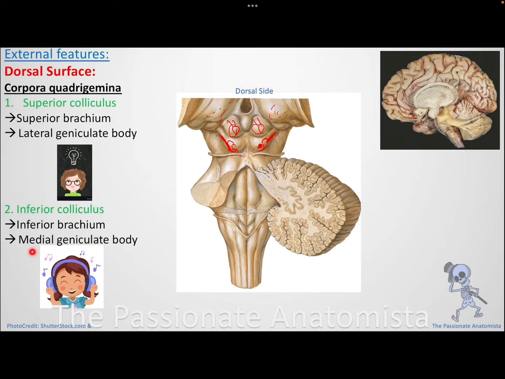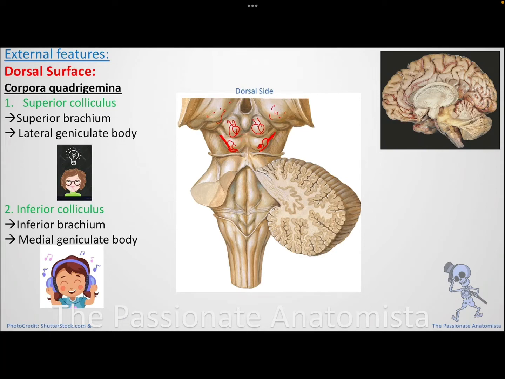M is for music, so hearing information is going to go to the medial geniculate body. L is for light. So the information about the eye from the superior colliculus is going to go through the superior brachium to the lateral geniculate body, and from here it's going to go to the visual center in the cortex. And from the medial geniculate body, it's going to go to the auditory center. Okay, guys? This is just to continue our talk and to understand what these corpora quadrigemina do. So this is basically your tectum.